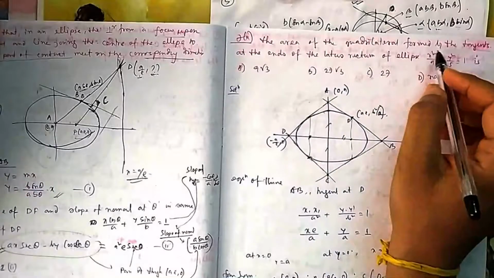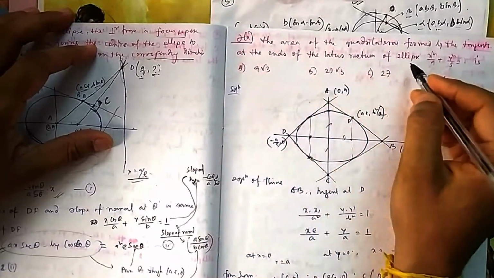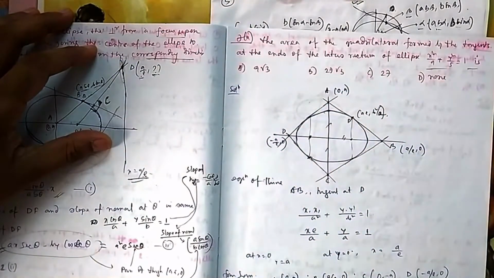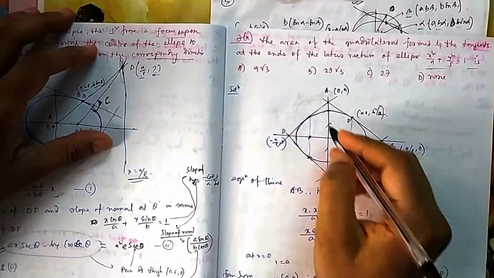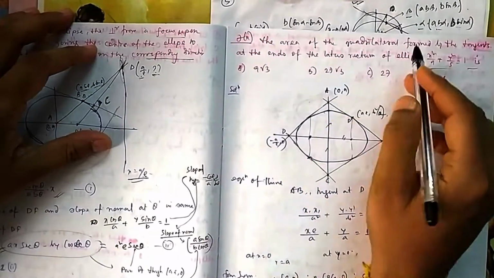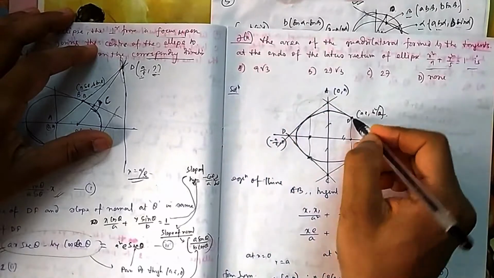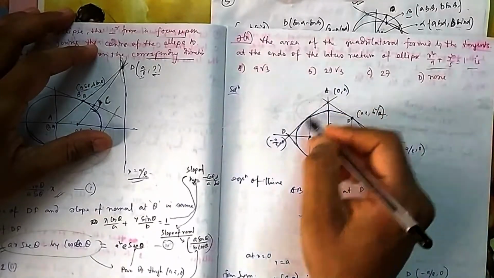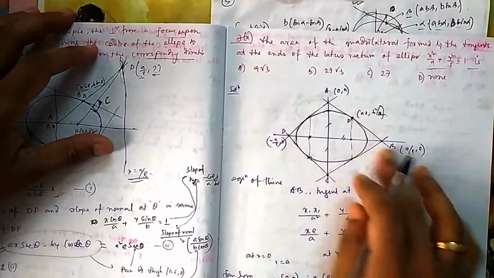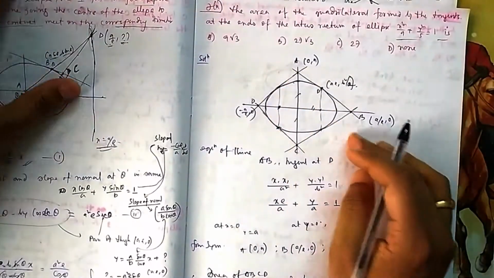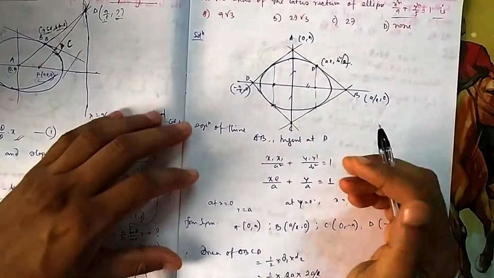The area of the quadrilateral formed by the tangents at the ends of the latus rectum of this is. So if you have a latus rectum, and you take the quadrilateral formed by the tangents at the ends of the latus rectum, at each end you draw a tangent. All these tangents form a quadrilateral. Then you have to find the area. You can see there is a symmetry. If you know one, then you can find the others.